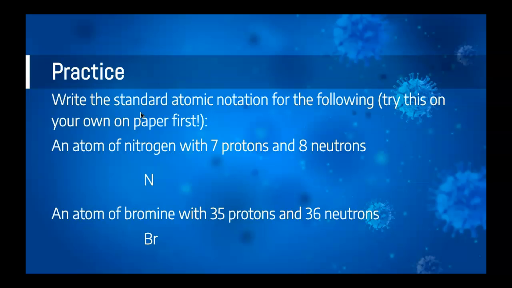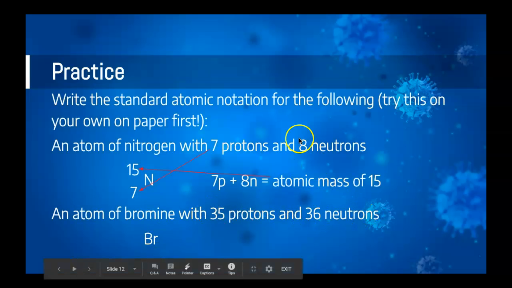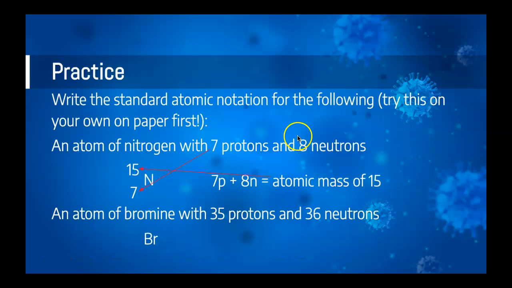All right, so now that you're back, 7 protons, so a 7 goes here, and we have 7 protons and 8 neutrons, so 7p plus 8n means we have an atomic mass of 15, so the 15 would go there. All right, so let's try it again. We've got an atom of bromine. It has 35 protons and 36 neutrons. What does the standard atomic notation look like? Give you a second to pause. All right, so now that you're back, 35 protons means we put a 35 in the bottom left, and then 35 plus 36 gives us an atomic mass of 71.